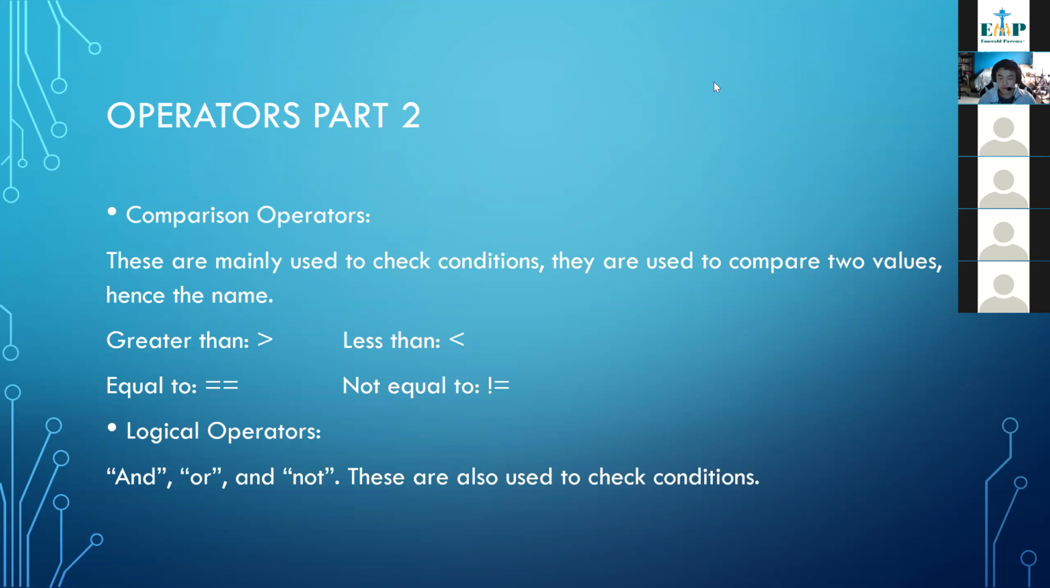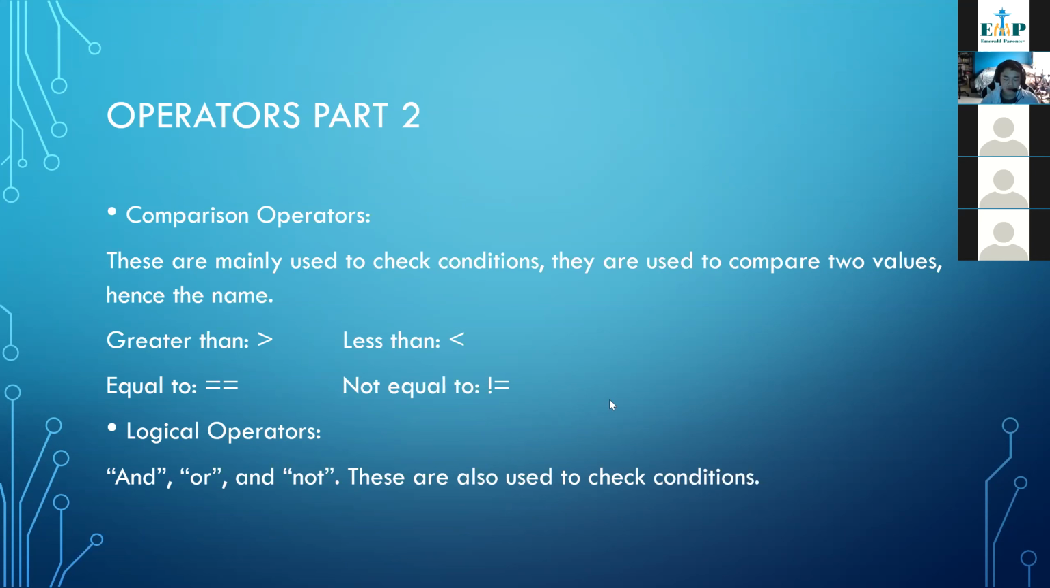Okay, perfect. And then we have equal to, which we'll be using in conditionals, which is the double equal sign, and not equal to, which is the exclamation mark equal sign. And then we have logical operators: and, or, not. These are basically the same as comparison operators, but they're more logical. So if something is not true instead of if something is not equal to.